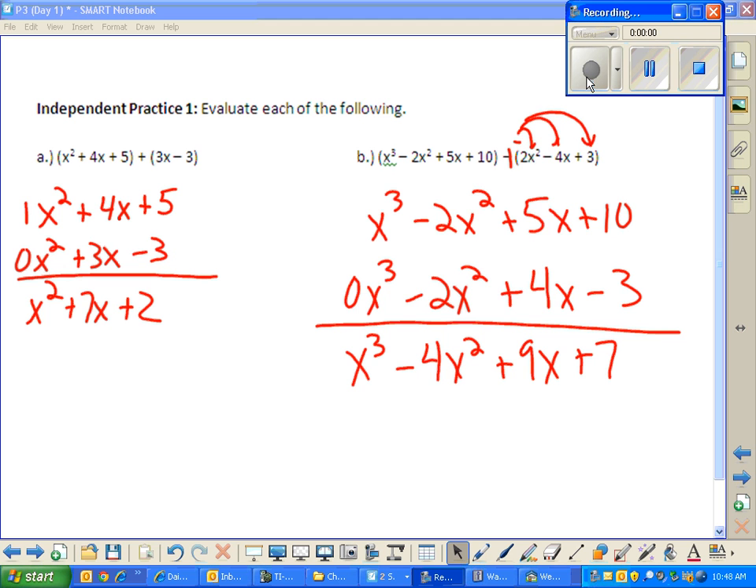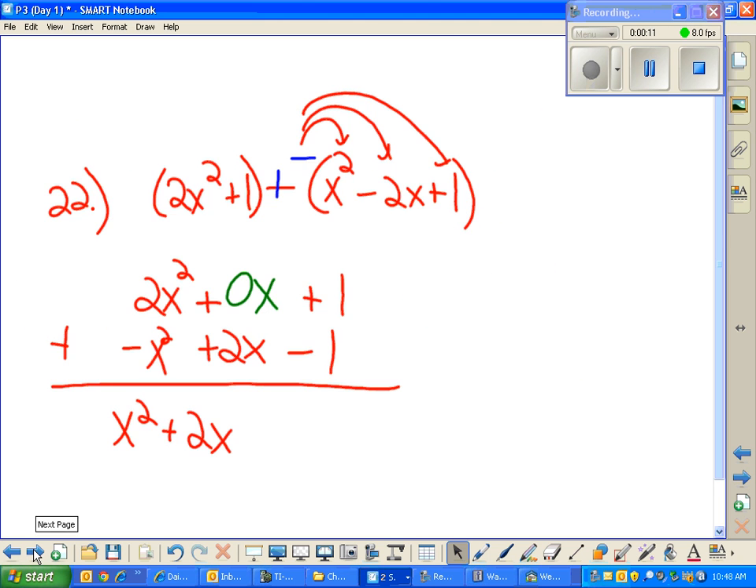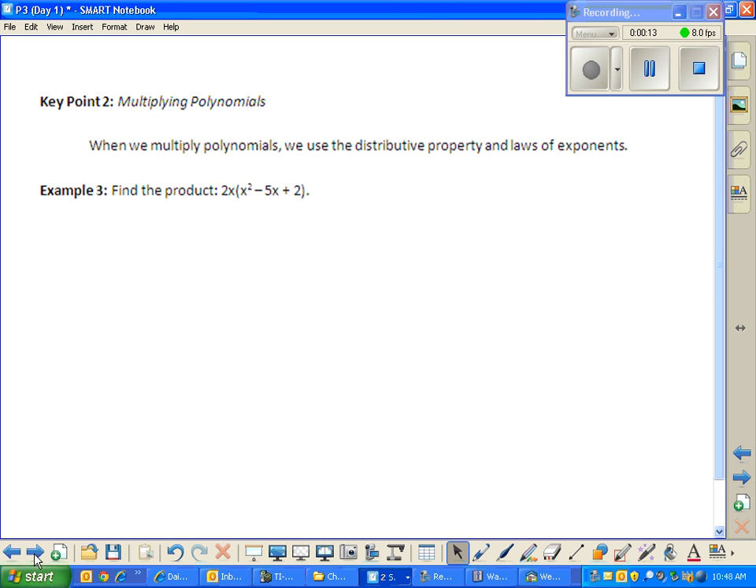Good with multiplying polynomials, we go on to the second half of P3. Our mission for today is to multiply polynomials. And in order to multiply polynomials, we keep it kind of simple to start off with. In this next example, under key point 2, what we're going to practice with is the distributive property and a little bit of our properties of exponents.